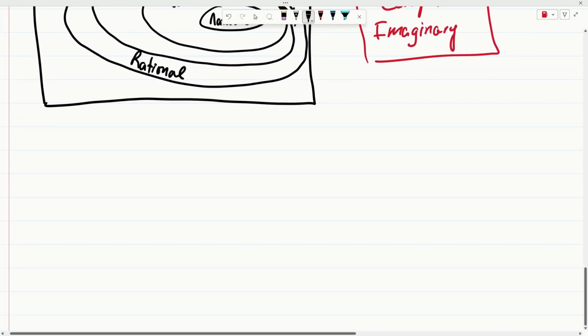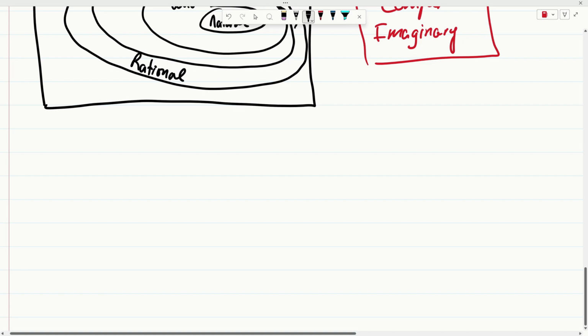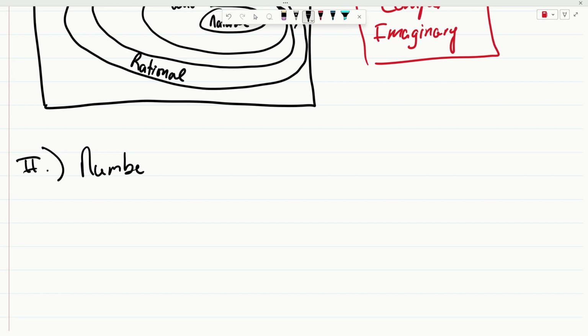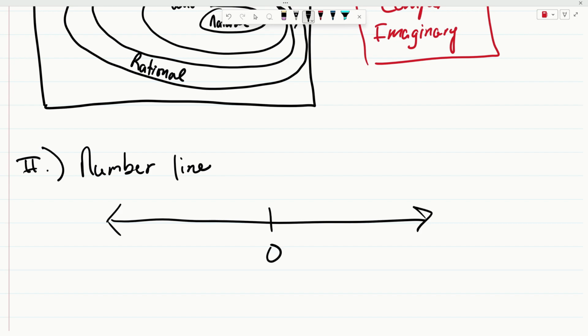Now, we just went over the real number system, so let's talk about the number line. Number line is pretty easy. I'm not going to give you a 15, 20-minute lecture on a number line. Number lines start at 0 in the middle, which is called the origin. Positive numbers to the right. Negative numbers to the left.